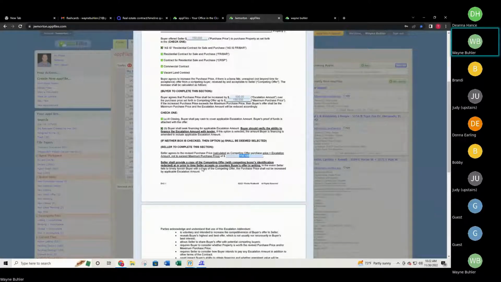However, it does say seller shall provide a copy of the competing offer with competing buyer's identification redacted at or prior to the time seller accepts or counters buyer's offer in writing. So again, to prove Jim's point, you can't just say, I got another offer for 158, so you have to go to 158. It literally says you have to prove it to me with a physical contract of that price. Yes, you can strike through the buyer's name. I don't need to see the buyer's name, but I need to see a contract document signed by the buyer showing that situation.